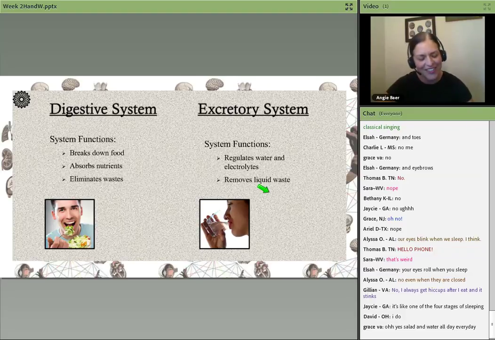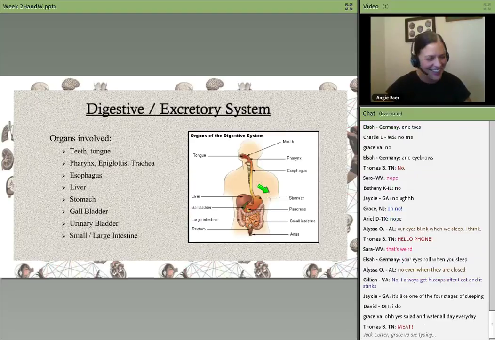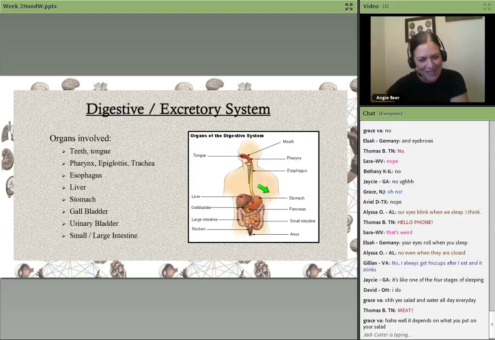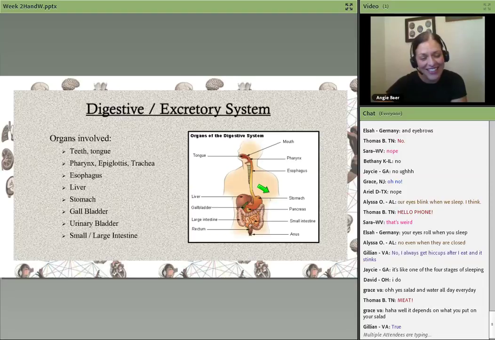Salad and water all day, every day, Grace. It sounds like maybe you need a little bit of protein or something in the mix. Okay, so here's, yeah, get some meat in there. Yeah, it's true, Grace. I'm all about salads. You can have a full balanced meal right on a salad.